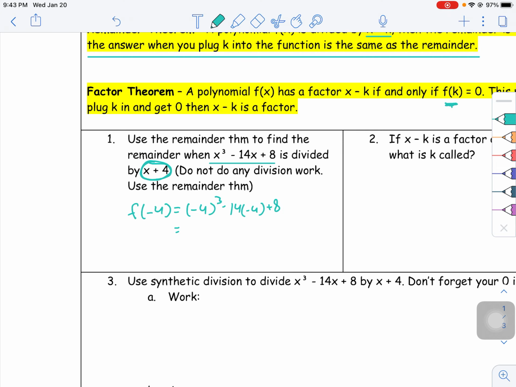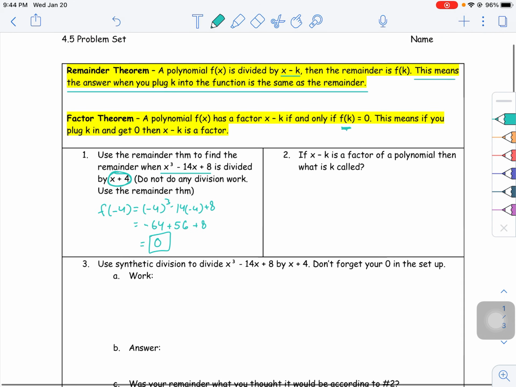So negative 4 cubed is negative 64. Negative 14 times negative 4 is positive 56. And then plus 8. 56 plus 8 is going to give us 64. So negative 64 plus 64 is equal to 0. So our remainder of that division problem is 0.